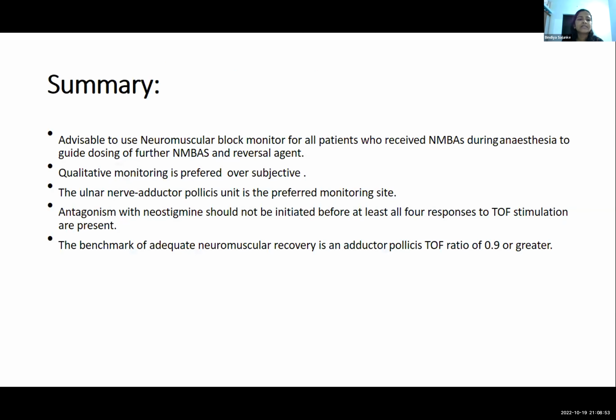To summarize, it is advisable to use a neuromuscular block monitor for all patients who receive a neuromuscular blocking agent during anesthesia, to guide dosing of further neuromuscular blocking agent as well as the reversal agent. Quantitative monitoring is preferred over subjective. The ulnar nerve adductor pollicis unit is the preferred monitoring site. Antagonism with neostigmine should not be initiated before at least all 4 responses of the TOF stimulation are present. And the benchmark of adequate neuromuscular recovery is an adductor pollicis TOF ratio of 0.9 or greater.